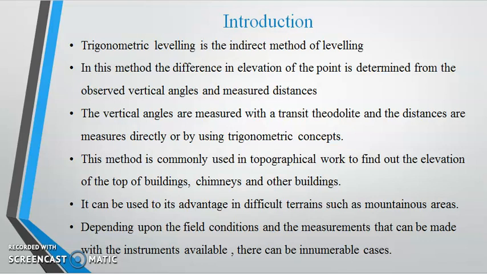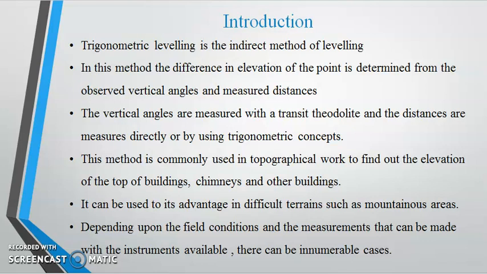trigonometric leveling is an indirect method of leveling. Of course, it is an indirect method, as we are going to take some field data on the field and then use trigonometric methods to finally solve and get the RL of some given point. In this method, the difference in elevation of the point is determined from the observed vertical angles and measured distances. So we are going to measure horizontal distances and also calculate vertical angles using a theodolite.